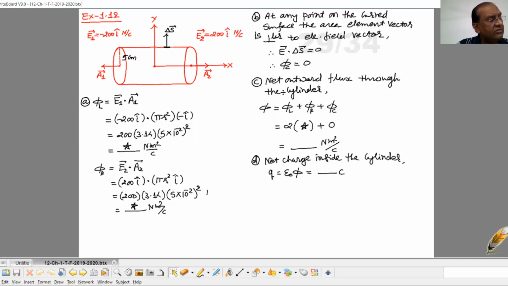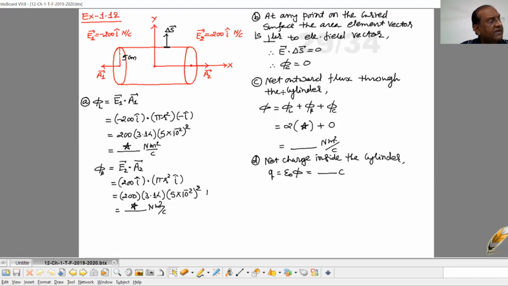A right circular cylinder of length 20 centimeter and radius 5 centimeter has its center at the origin and its axis along the x-axis, so that one face is at x equal to plus 10 centimeter and the other is at x equal to minus 10 centimeter, as shown in the figure.